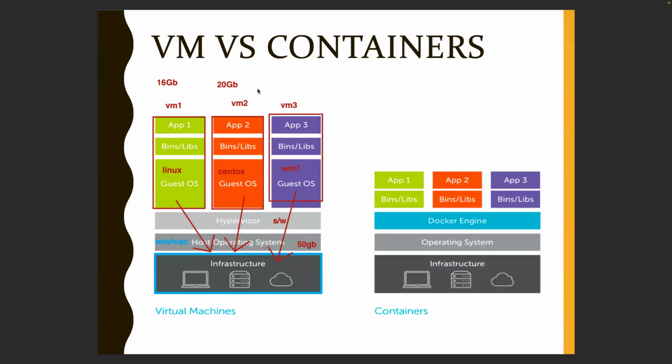Also, how many VMs you run depends on how many resources you have. You need some resources for the host itself. If you don't leave anything for the host and allocate everything to VMs, the entire system will crash. So you need enough resources to run the VMs. Also, if you have allocated 20 GB here, 18 GB or 15 GB might be consumed by the operating system itself. The majority of the resources are consumed by the OS itself.